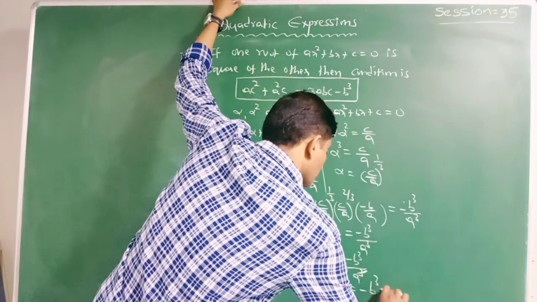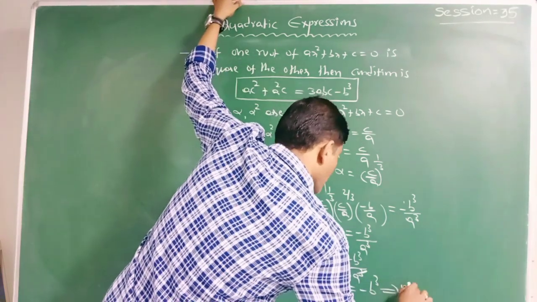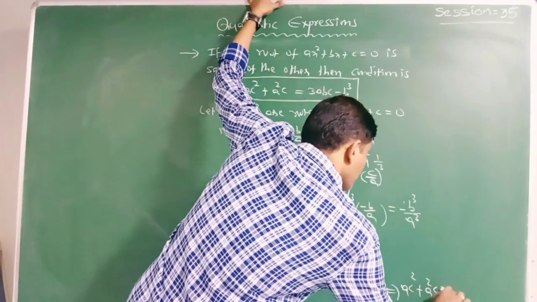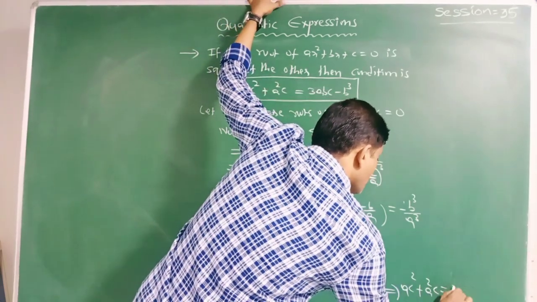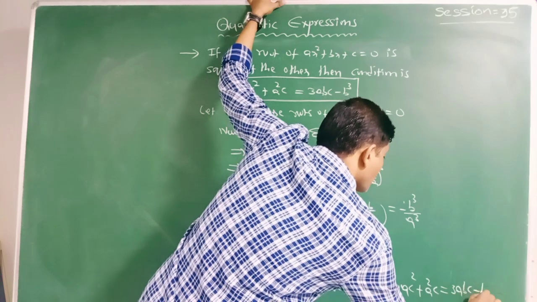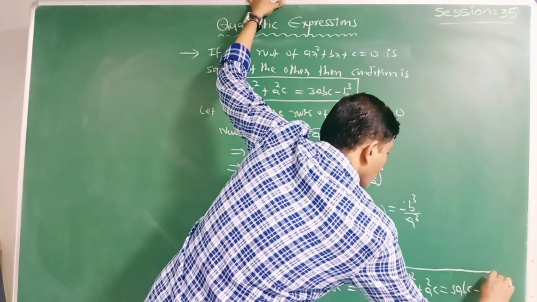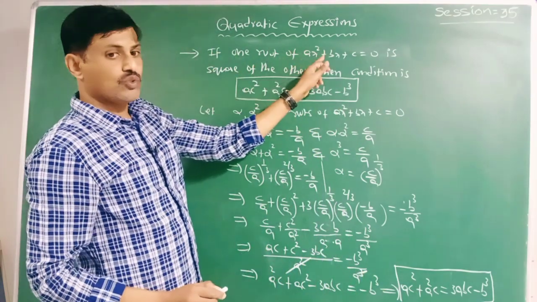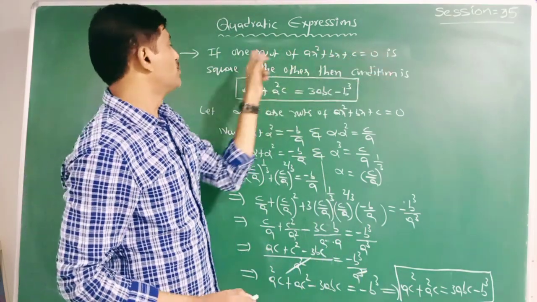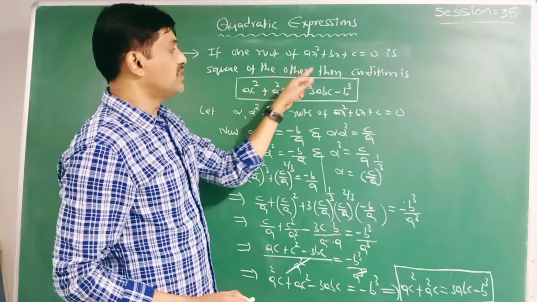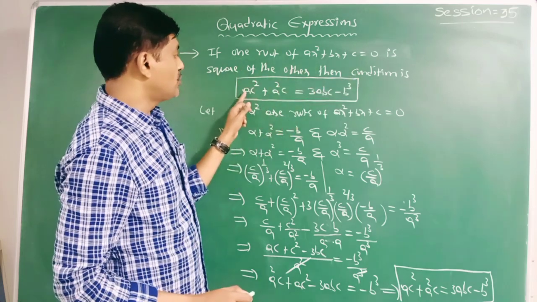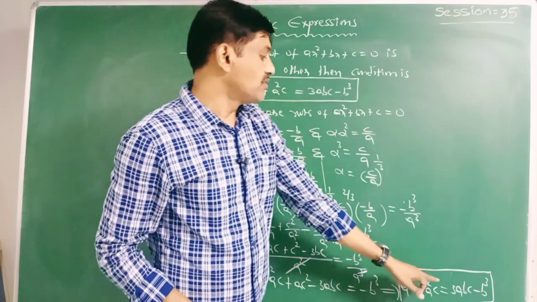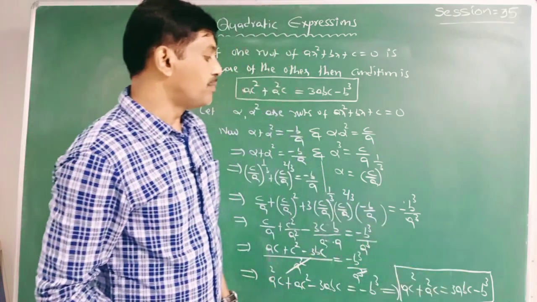That implies ac square plus a square c is equal to 3abc minus b cube. This is the final result. If one root of ax square plus bx plus c is equal to 0 is the square of the other, then our condition should be ac square plus a square c is equal to 3abc minus b cube.